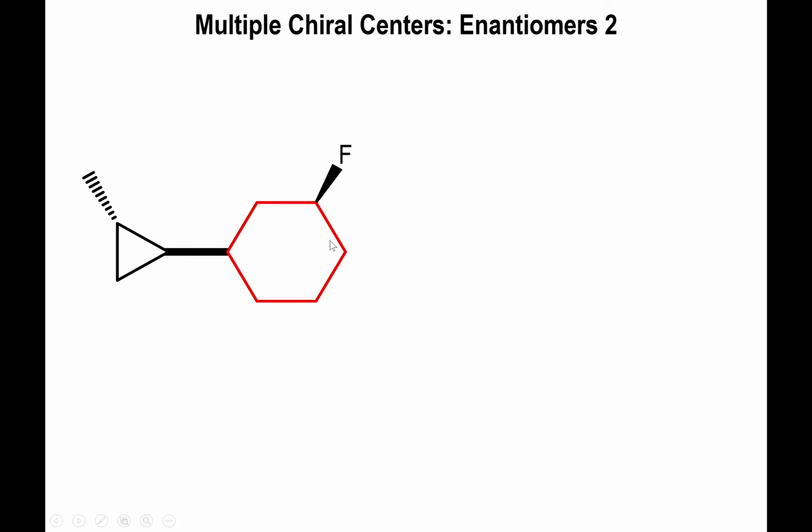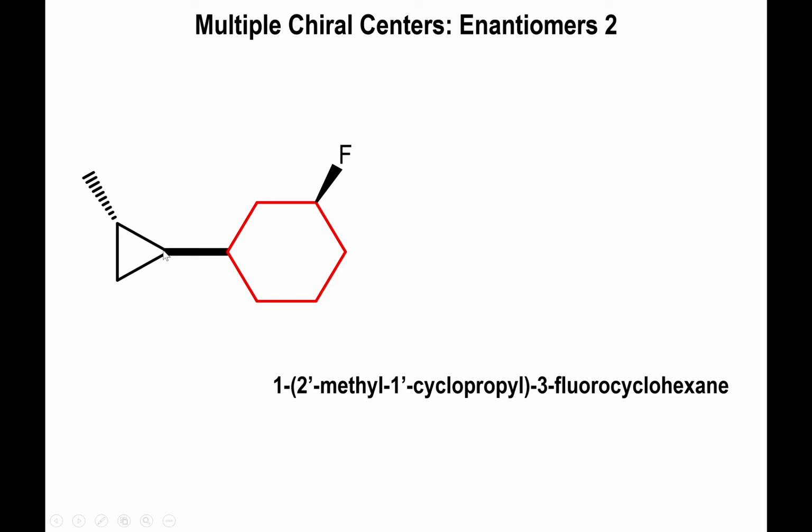So in this molecule, the main parent chain is the cyclohexane ring. And this cyclohexane has a fluoro group attached to it. So this is the 3-fluorocyclohexane group. The first position is where the cyclopropyl group is located. But notice that the cyclopropyl group has a methyl group attached to it. So technically speaking, you have to write this as a substituent of a substituent. Position 1' is the one that connects to the parent chain. Position 2' is where the methyl group is located. So notice that here in the name, in parentheses, you have 2'-methyl, 1'-cyclopropyl, letting us know that the attachment is through position number 1.